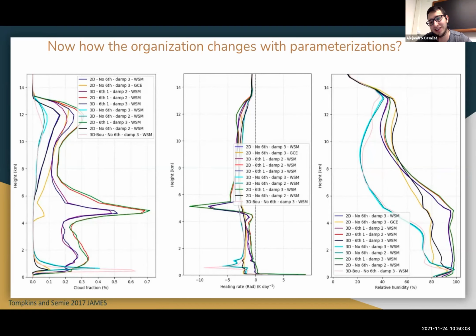But the other thing that is also really important is the diffusion, because you can even remove convective organization if you decrease the diffusion coefficient. So I think the radiation is the most important one, but it's like a merge of all of them.